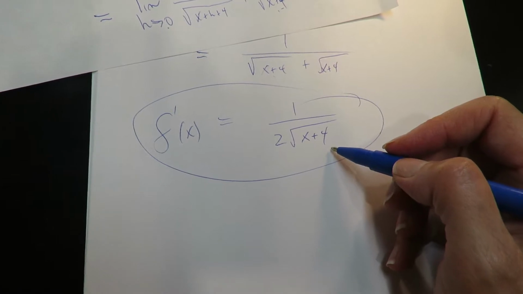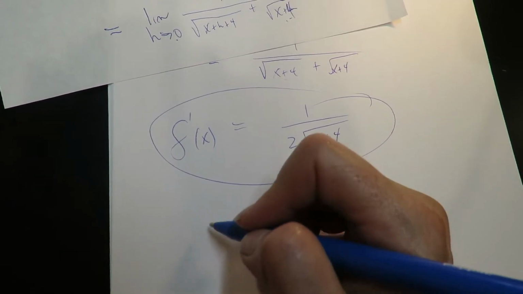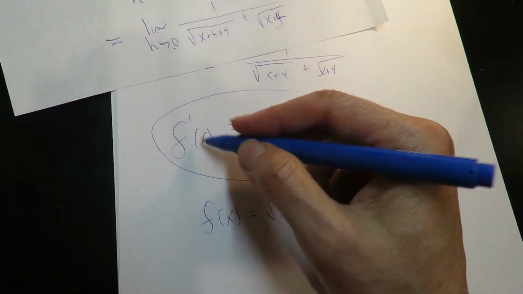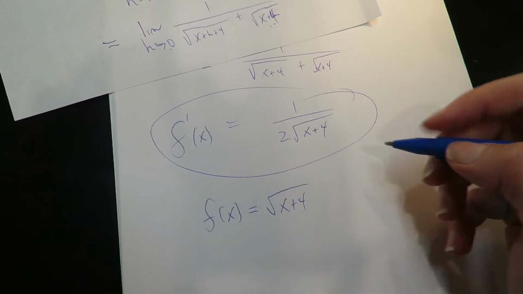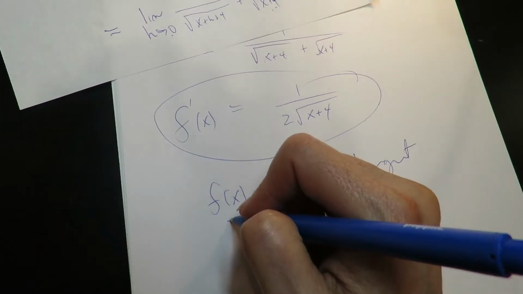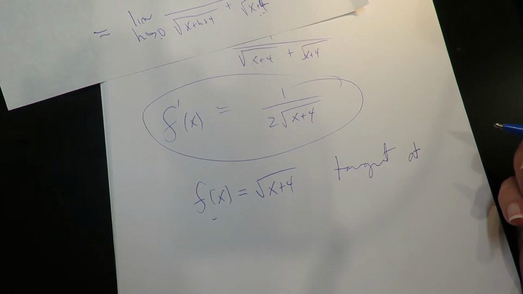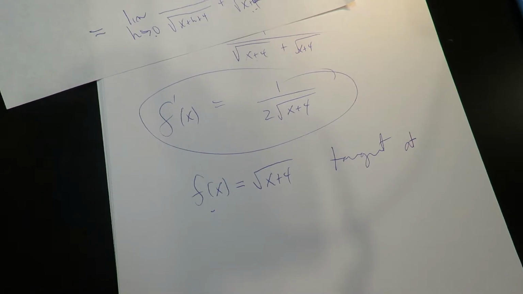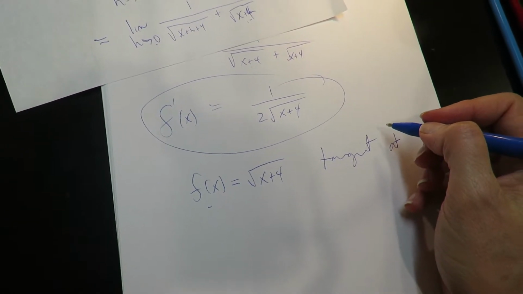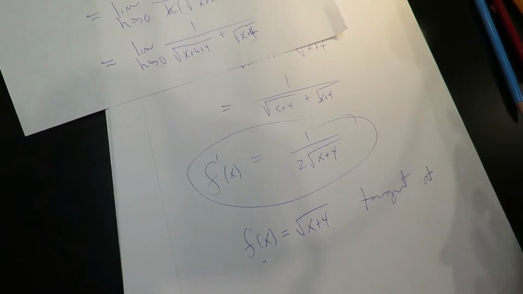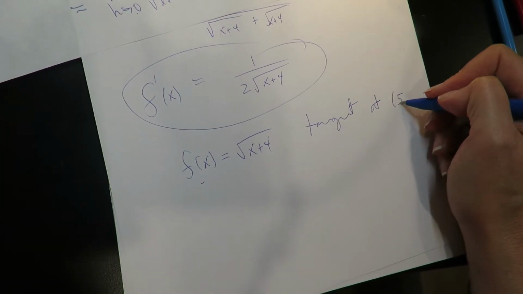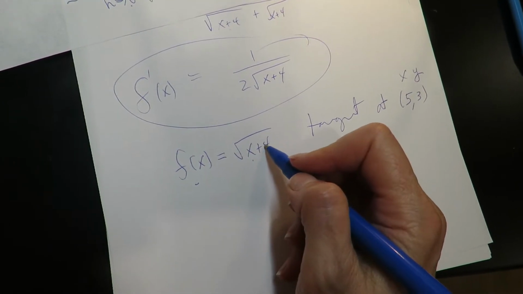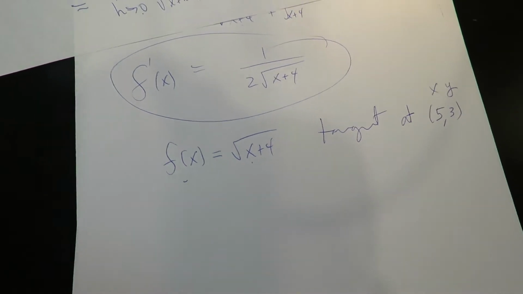So now let me add an extra step here because I would do this on the test. So you have the original function. You have the slope generating function. And now I'm going to ask you to find the tangent line to f at, let me pick something that's not too crazy. Okay, let's do it at 5, 3. Because if I plug 5 into here, that makes 9. Square root of 9 is 3. All right, so let's do it at that point.